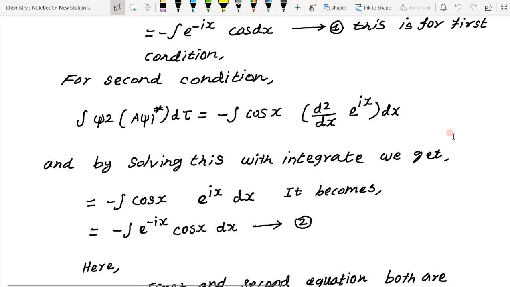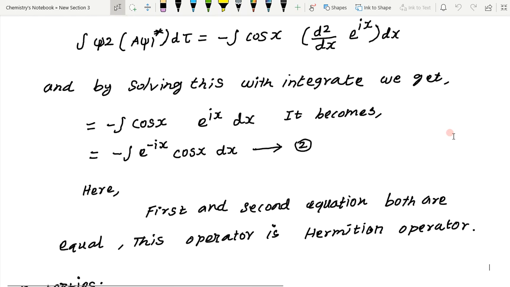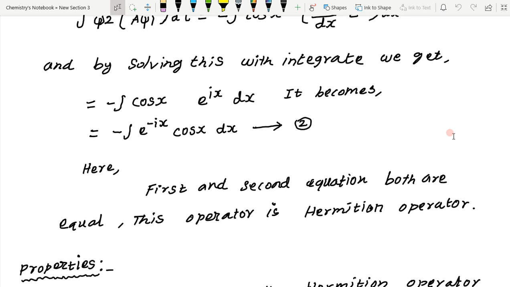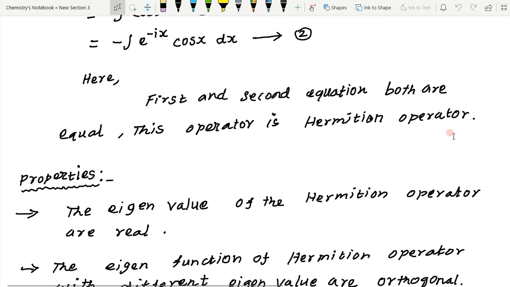For the second condition, or second equation, integrate psi 2 A psi 1 star d tau equals minus integrate cos x d square by dx square exponent ix dx, and by solving this integral we get equal to minus integrate cos x exponent ix dx, which becomes minus integrate exponent minus ix cos x dx. This is equation 2. Here the first and second equations are both equal, so this operator is a Hermitian operator.